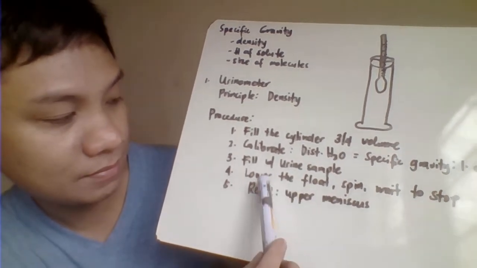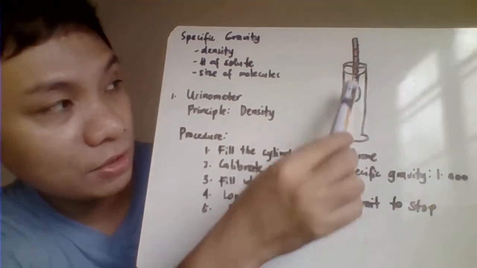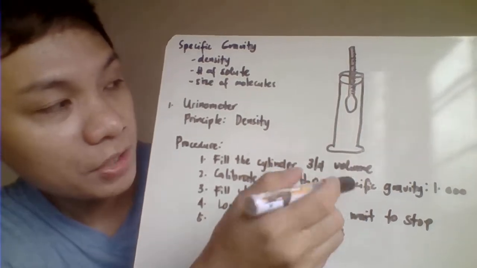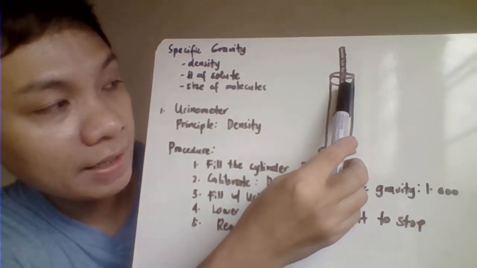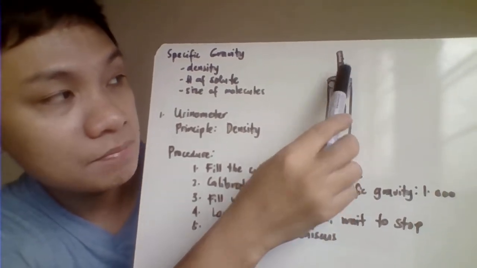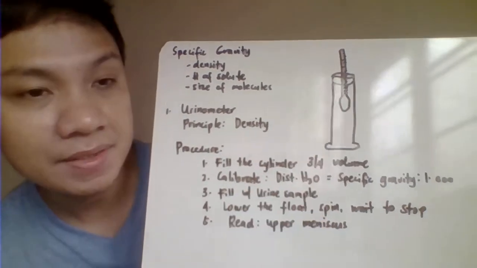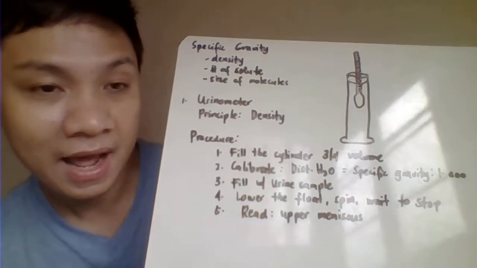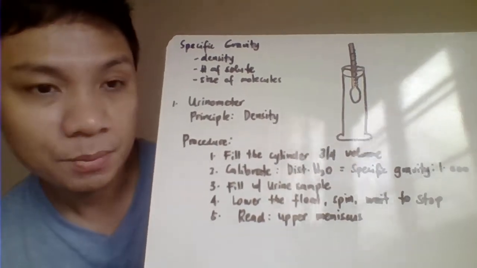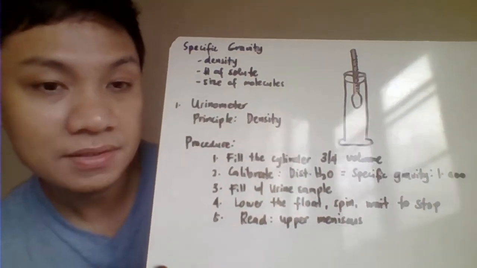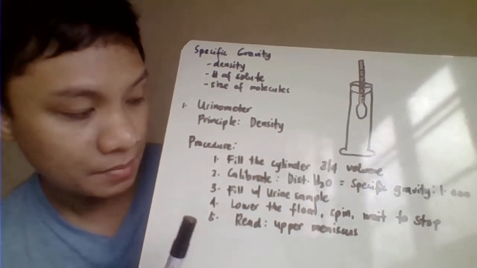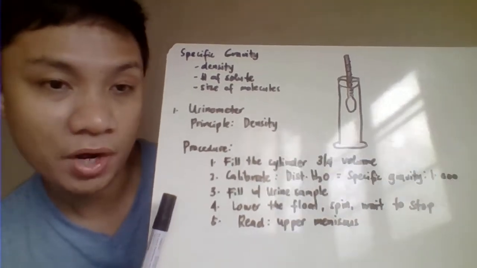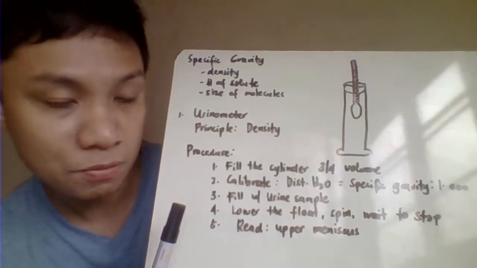Okay, urinometer float. Itong urinometer float, ang urinometer float natin dito may mga graduation sa kanyang stem. That graduation here represent your specific gravity. Doon tayo mag-read ng specific gravity natin. So procedure for that, you need first to calibrate your instrument. So usually we are using distilled water as our calibrating medium.